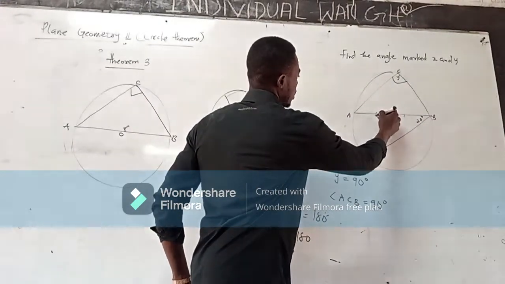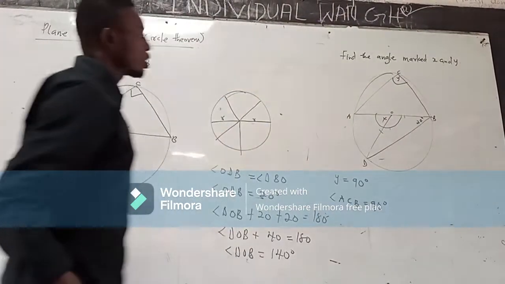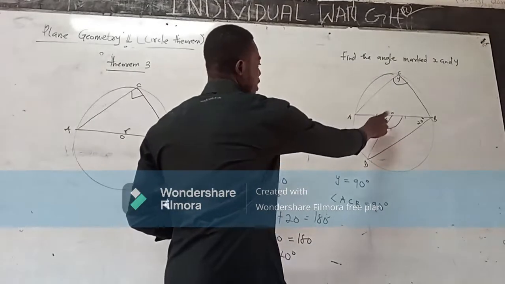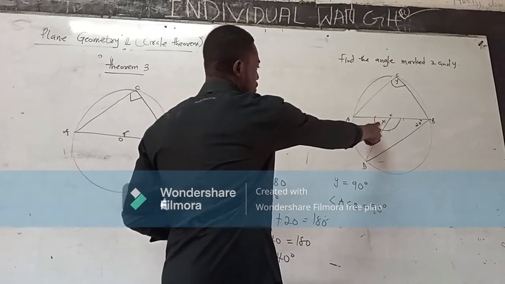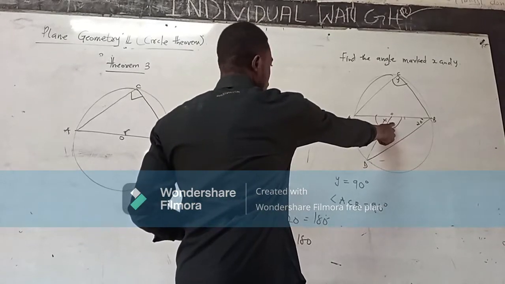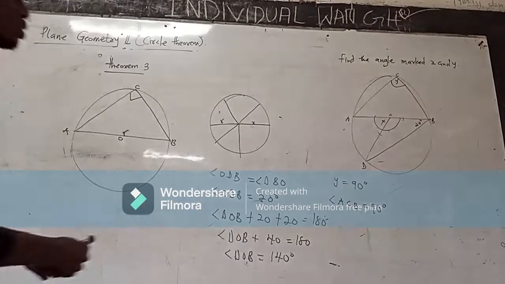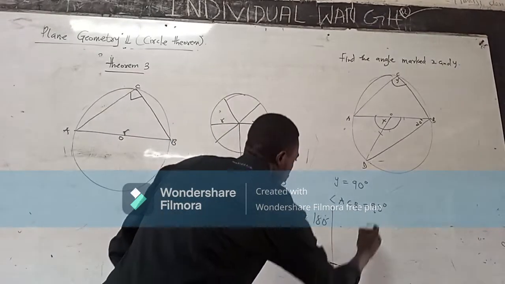Once you have that, you still have another secret. What can you see here? Angle on a straight line. So if this one is 140, when you subtract 140 from 180, you are going to get what? 40, which is the x. Now you are done. So let's work here.